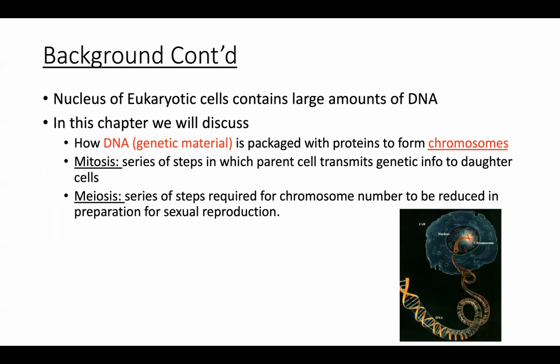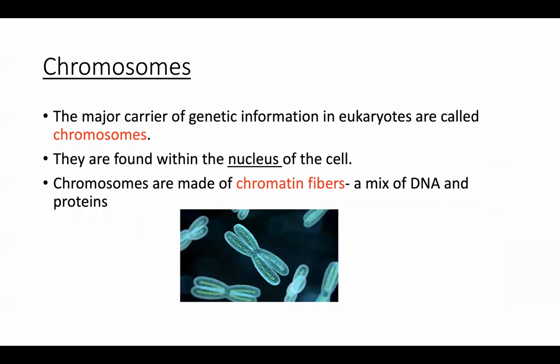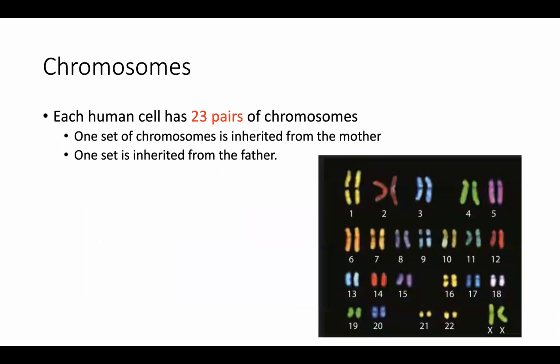So we talked about the process of cell division and this process of mitosis, which is how we generate new somatic cells. And we said that mitosis is a series of steps in which parent cells transmit genetic information to daughter cells. We established that these new cells are going to have the exact copy and type of chromosomes that the parent cell has.